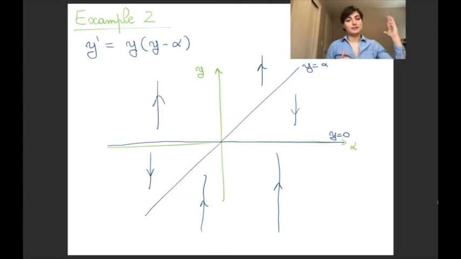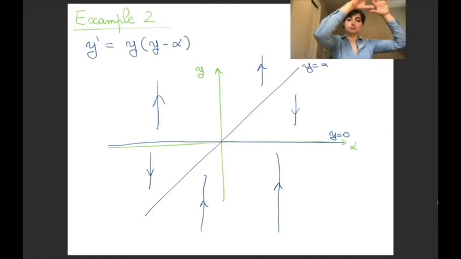For alpha negative, if we start lower than alpha for y0, we tend to alpha. If we start between alpha and y equal to 0, we tend to alpha. And if we start outside of that, we grow up.